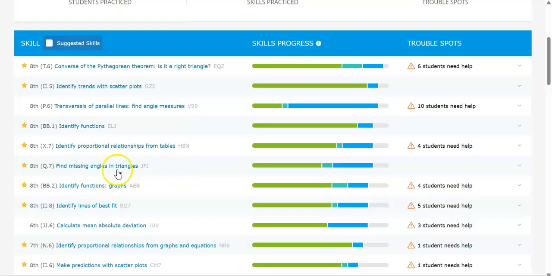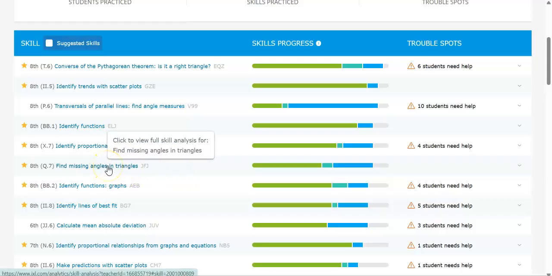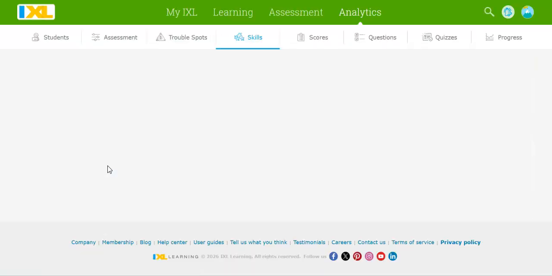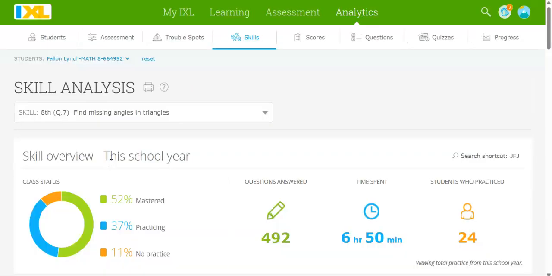But let's go down to, how about find missing angles in a triangle? So when you click this, it's going to take you to the skills analysis for this very specific skill. And this data is really important to see that 52% of this class period has mastered it, 37% are practicing, and 11% of students have not practiced. We can see how many questions have been answered for this skill, how much time has been spent on this skill, and the number of students who have practiced. Now, if you remember, there were 27 students in this class period, so 24 have practiced.